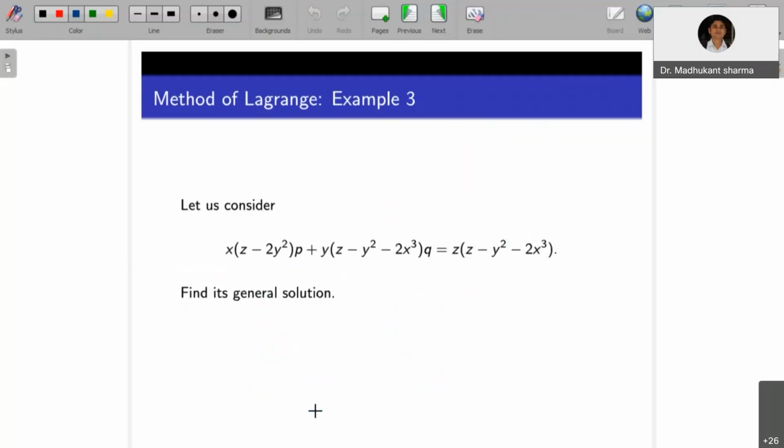Now you have the following problem. It will be a little more complicated now. So if you again compare with the standard form of quasi-linear PDE.